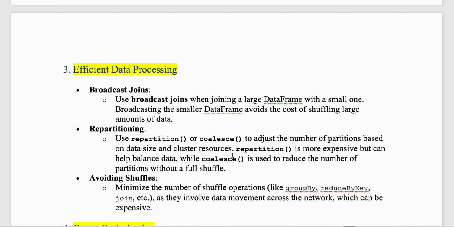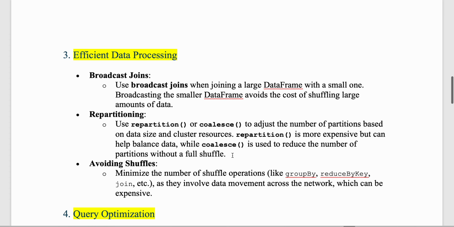So in efficient data processing, you try to use broadcast join if your scenario is like that, where one data frame is bigger and one is smaller. Then use repartition or coalesce if your data is unbalanced, for the number of partitions. Then try to avoid shuffling operations like group by, reduce by, and join, if there are many of them.